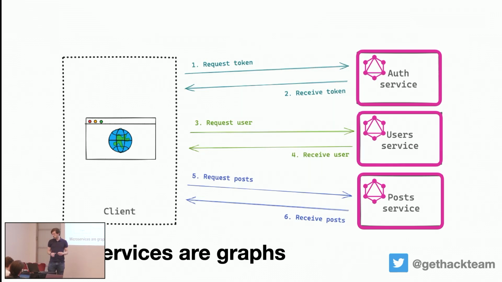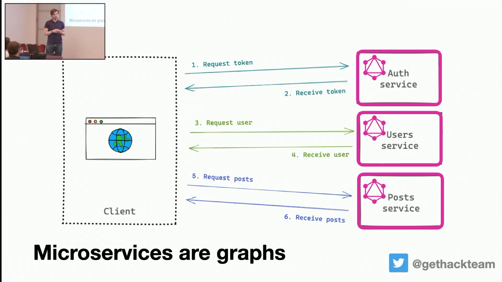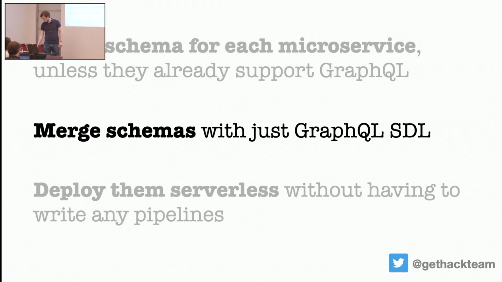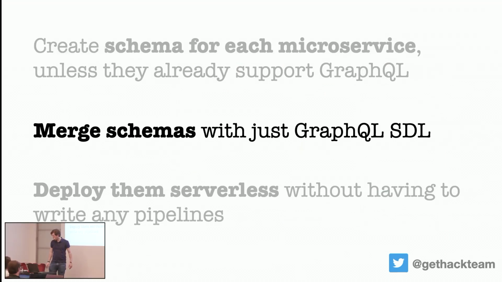And then it's important to think that all the microservices are graphs. So if you create microservices, they're all graphs, and you need to bring them together at some point. And then we're going to merge the schemas with GraphQL schema design language. But for this, let me first show you the demo I've prepared.